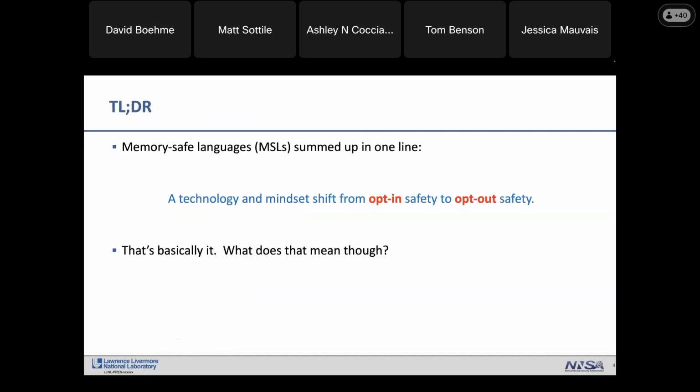If I had to sum up why this is coming up, the one-line summary of why we seem to be talking about these these days is that memory safe languages represent a technological and mindset shift from an opt-in model of safety for software to an opt-out model of safety for software. That, I think, is it. That's really what these languages are all about, this shift from opt-in safety to opt-out safety. So there's a little bit to unpack there. What does this actually mean?